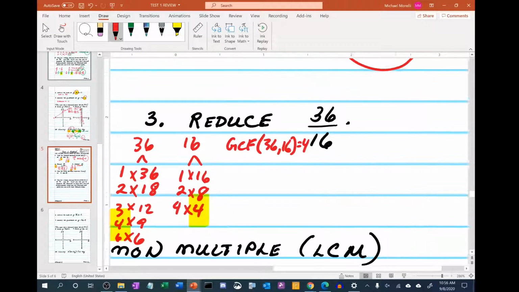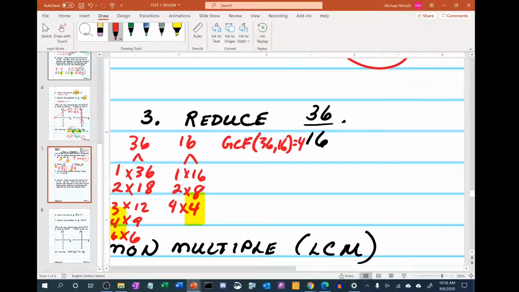What that means is that I'm going to divide the numerator and the denominator by 4. Okay, I'm going to divide by the GCF. 36 divided by 4 is 9. 16 divided by 4 is 4. That's a reduced fraction, and it's the answer.